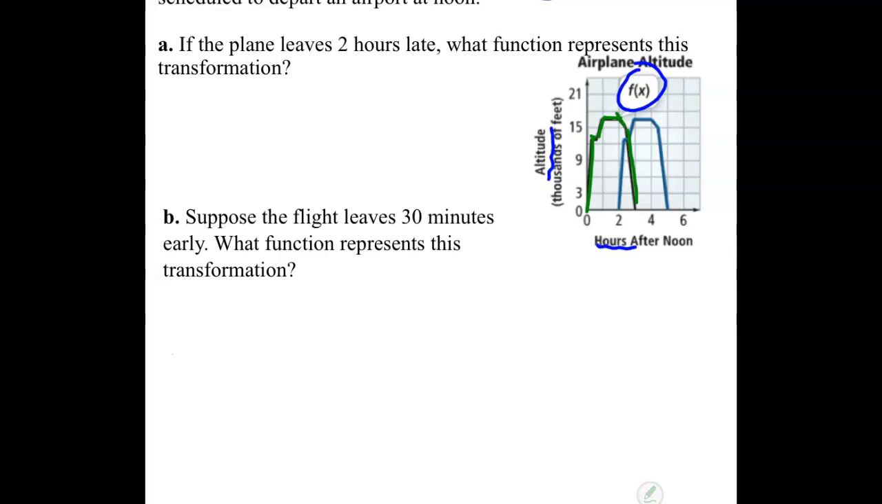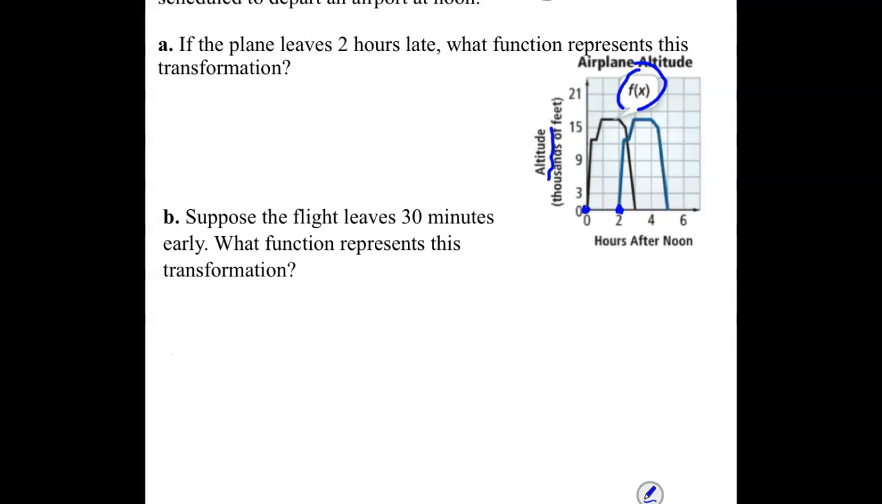What the question says is, if your plane leaves 2 hours late, what function could represent that? They've shown the picture in blue. They've taken the original black function and shifted it right to indicate that instead of starting at noon, we're going to start at 2 p.m. Right? Has the same flight plan, so it looks the same.